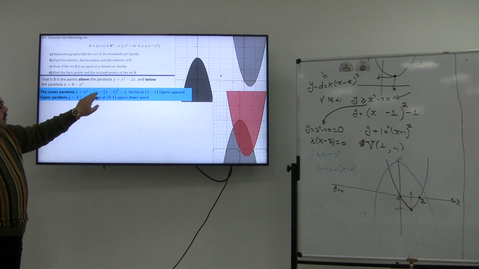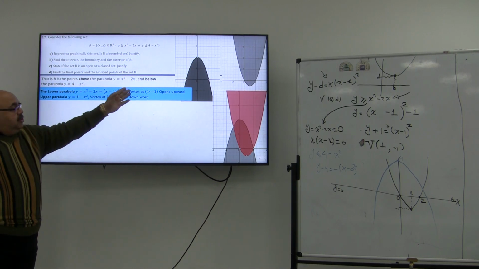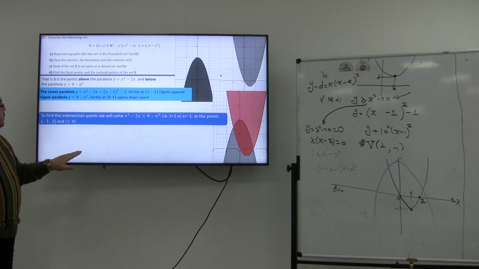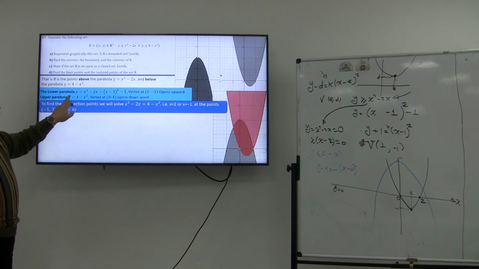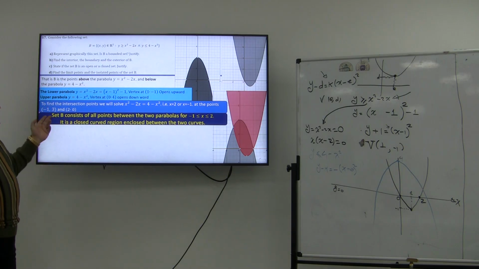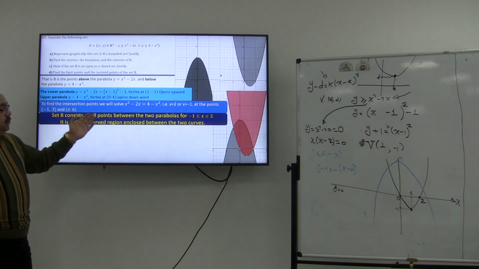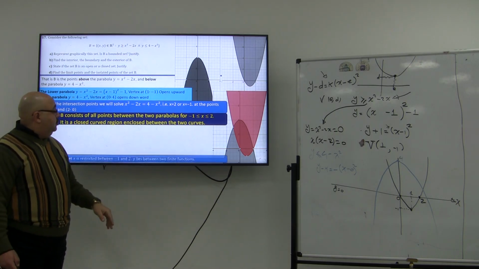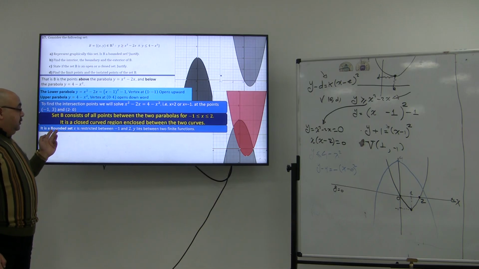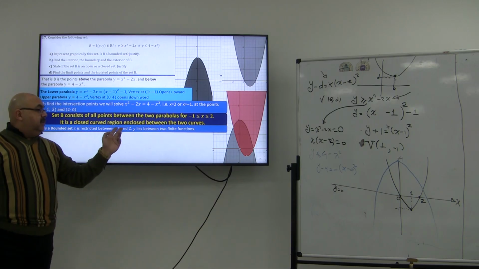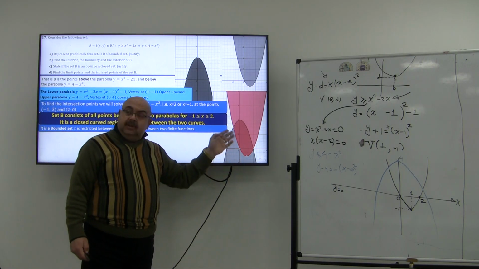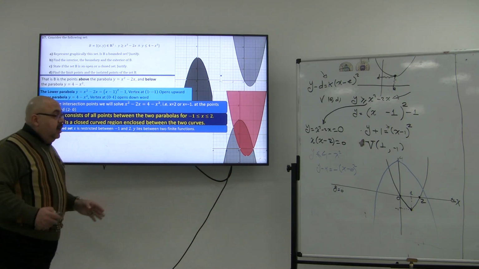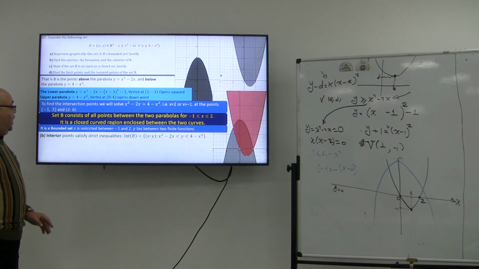The lower parabola is going to be of this form, with coefficient 1, opens upward, and the upper parabola is 4 minus x squared. To find the intersection points, I will solve them together. So set B consists of all points between the two parabolas, that's between negative 1 and 2, and yes, as I told you, it is a bounded set, it's restricted between negative 1 and 2. Y lies between the two curves.